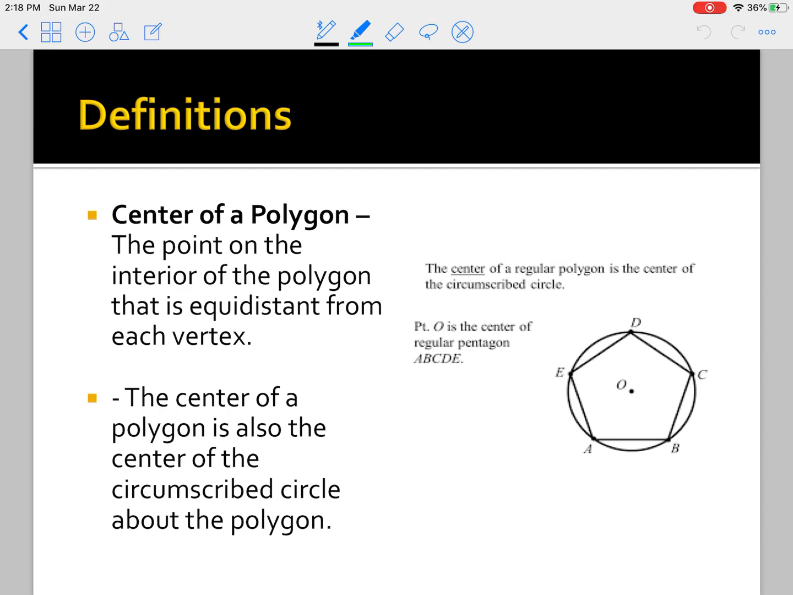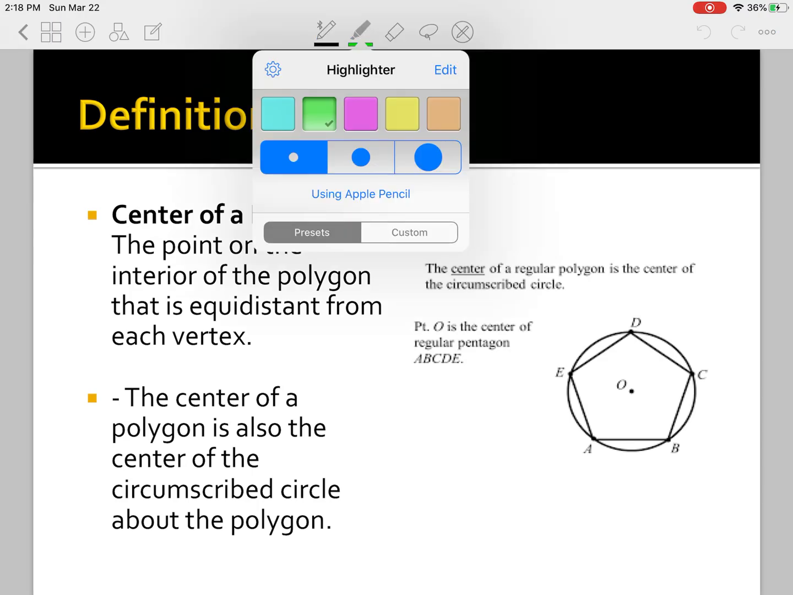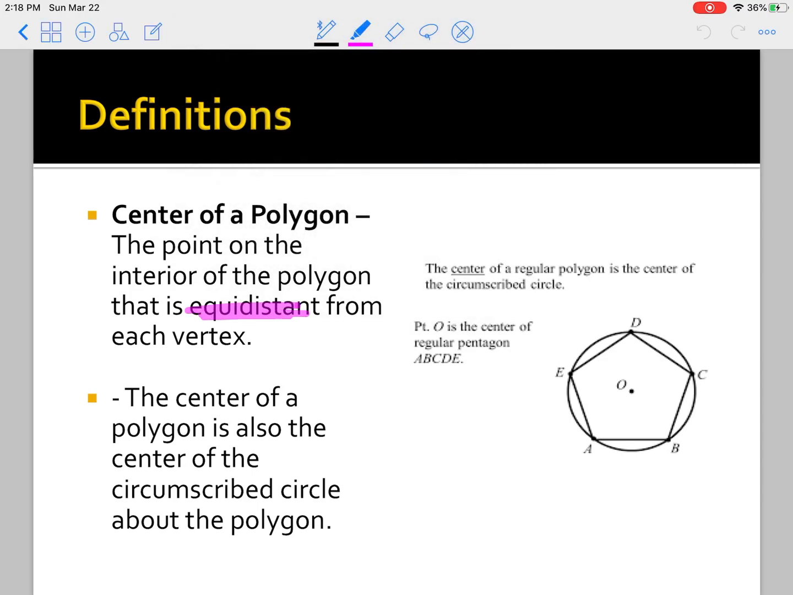Our definitions: the center of a polygon is the point on the interior of the polygon that is equidistant. Here's that vocabulary word again, equidistant. If I were to break it down, we have equi, meaning equal, and distant, which seems to be self-explanatory, but equal distance from each vertex. And so whenever we have that point on the interior that is the equal distance from each vertex, we have found the center of that polygon.